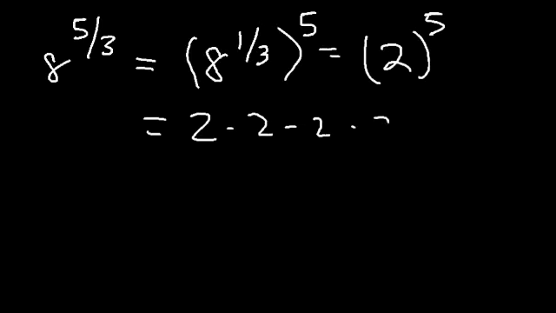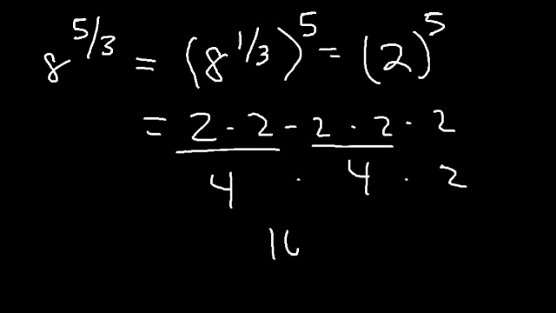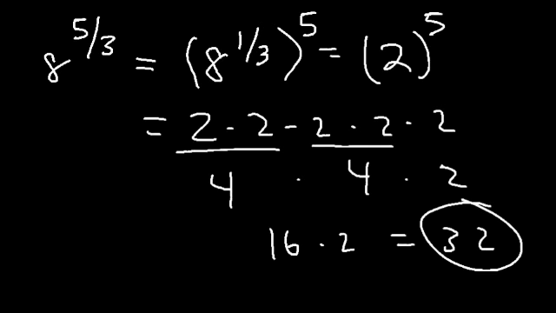So 2 times 2 times 2 times 2. 2 times 2 is 4. This is 4, and this is 2. 4 and 4 is 16, so 16 times 2 is 32. So 2 to the 5th power is 32. Let's try another example.